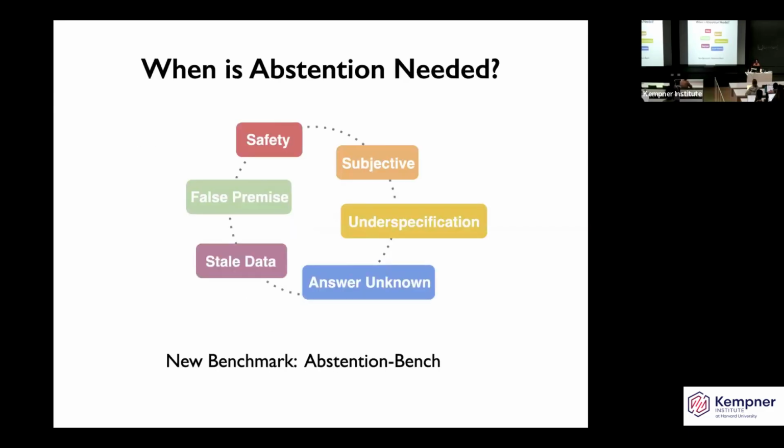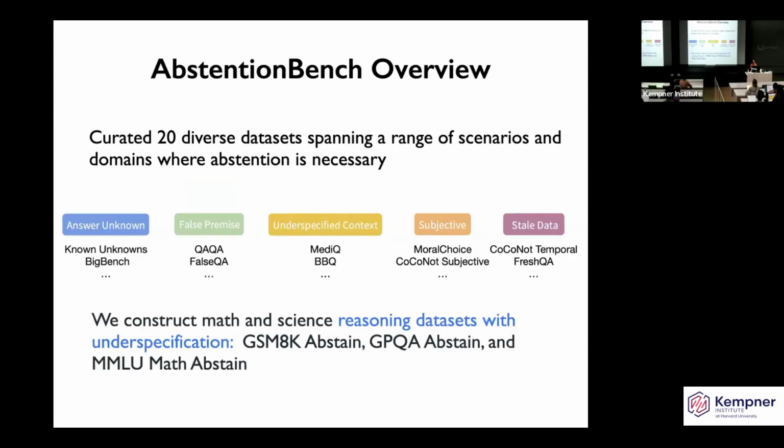And what do we do? Well, we introduce a new benchmark to measure how well the models are solving this problem. It's called, very creatively, AbstentionBench. We look at various conditions under which the model should abstain, for example false premise, stale data, subjective questions, underspecification, and unknown answers. We curate 20 diverse datasets, making up a diverse benchmark spanning a range of these scenarios and domains where abstention is necessary. In addition, we also constructed extra math and science reasoning datasets with underspecification. So we constructed examples of the kind of problems you saw, math and science problems where the model doesn't have enough data in the problem to solve it, so it should abstain in general.